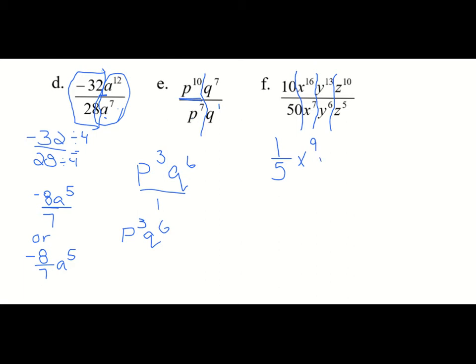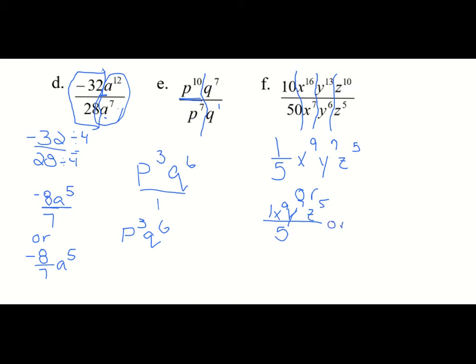Then we have our y's. 13 minus 6 is going to give me y to the 7th power. And then z is 10 minus 5 is 5. So again, you can write it like this, right next to the 1/5. Or another way you may see it written is the 1/5 and then x to the 9th, y to the 7th, z to the 5th.